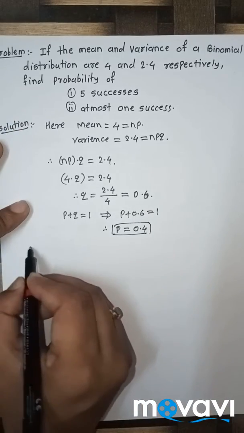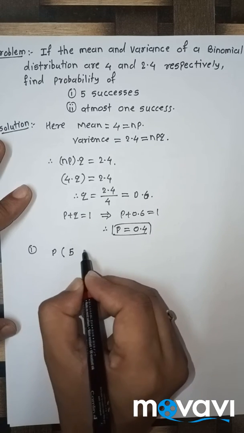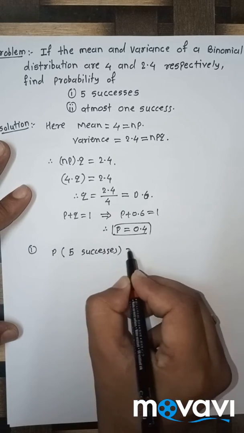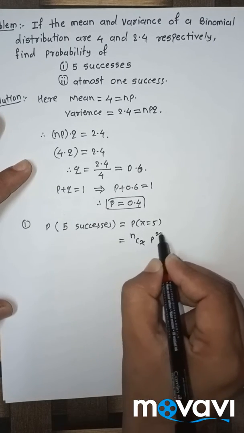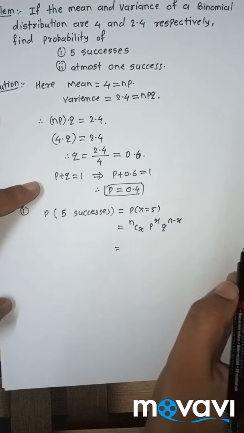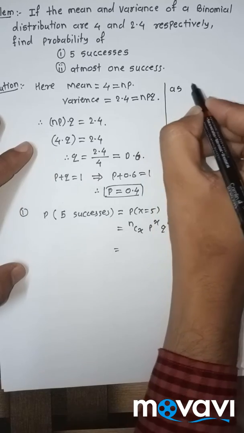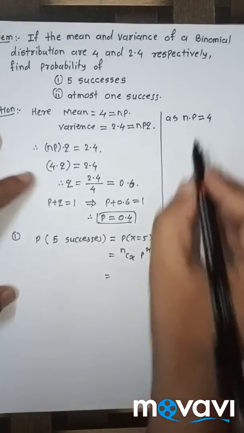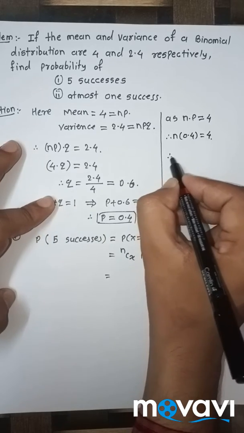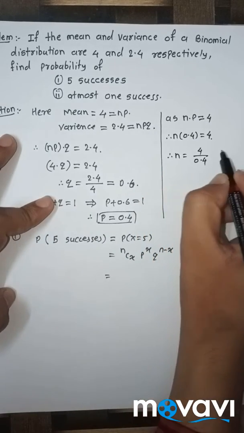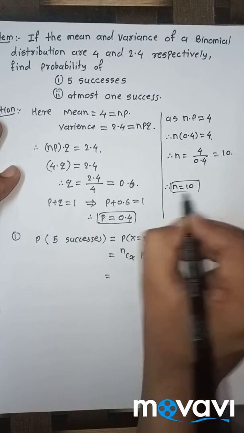0.4. Then for 5 successes, probability of 5 successes is equal to probability of x equal to 5, nCx p raised to x q raised to n minus x. Then we have to find value of n, as n into p means mean is 4 and p is 0.4. n into 0.4 is equal to 4. Therefore n is equal to 4 upon 0.4. 4 upon 0.4 is 10. Therefore value of n is 10.